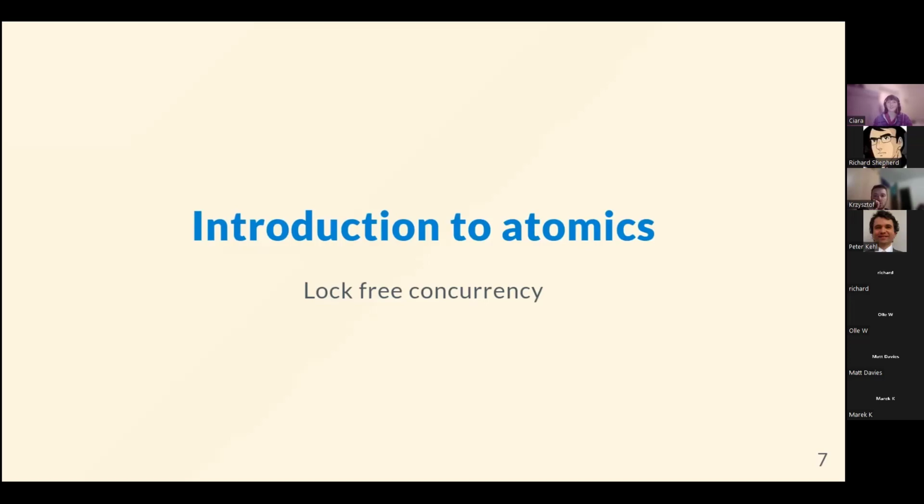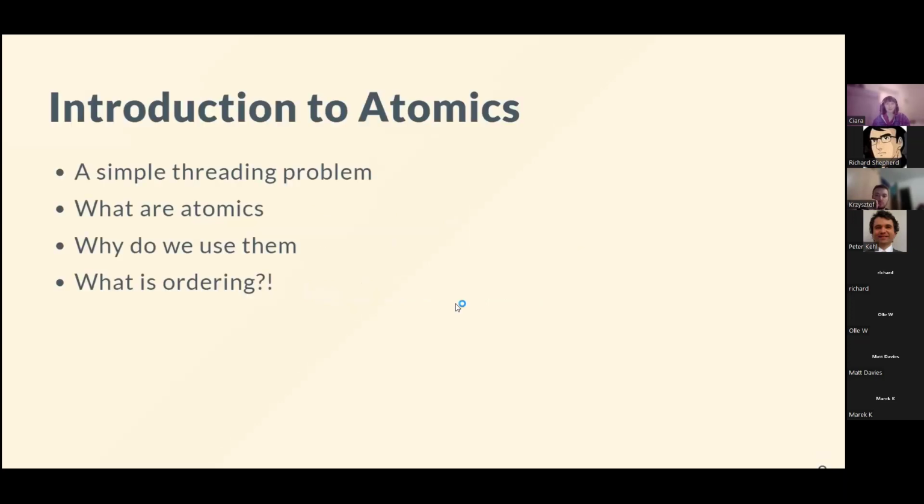This is an introduction to atomics. We're going to go through a simple threading problem. We're going to talk about what atomics are, why we use them, and go on to the topic of ordering, which is something that Rust makes you deal with quite early on, immediately as soon as you start using atomics.